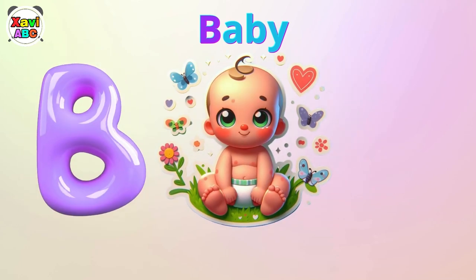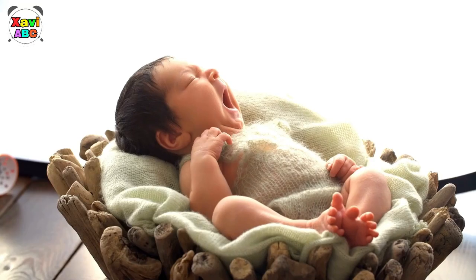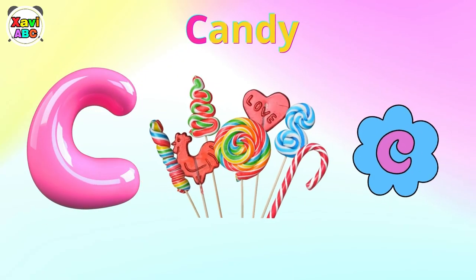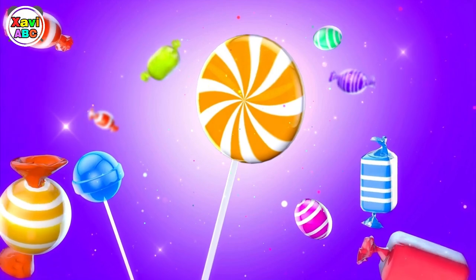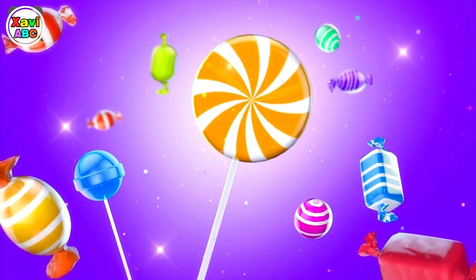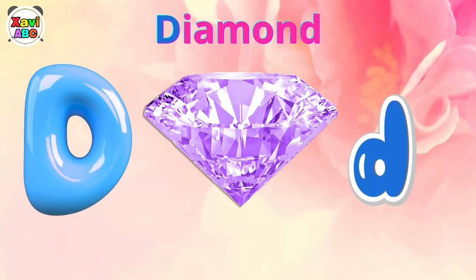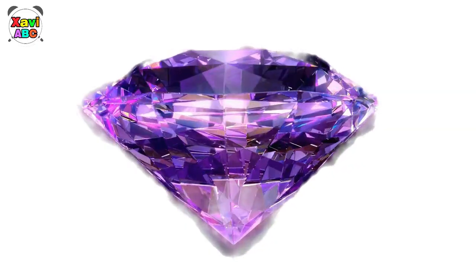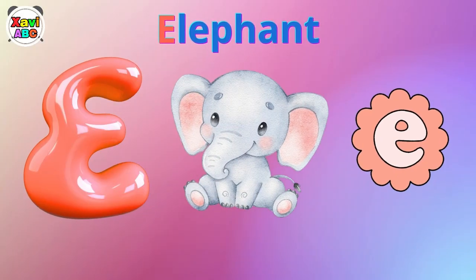Baby, b b baby. C is for candy, c c candy. D is for diamond, d d diamond. E is for elephant.